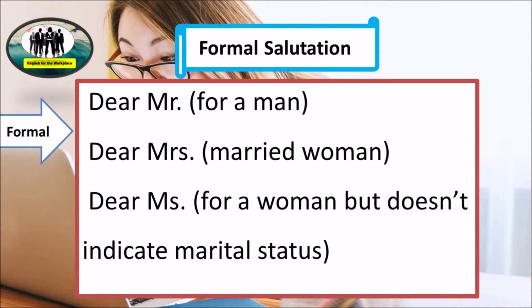So all these phrases: "Dear Mr." we say for a man, "Dear Mrs." for married women, "Dear Ms." for married or unmarried ladies, and it doesn't tell whether the lady is married or not. These are formal salutations. And we use them also when you are addressing a person or sending him an email for the first time. He is a first contact. This is the first time for you to contact him.